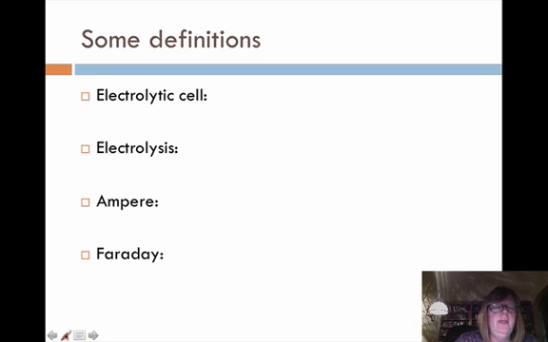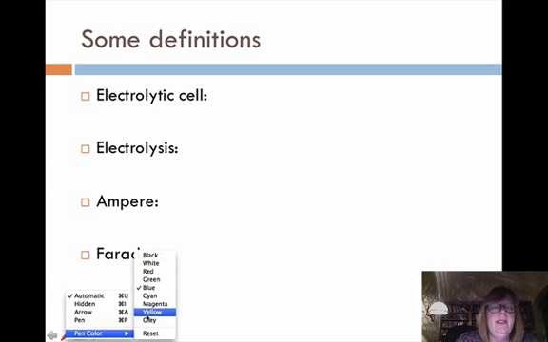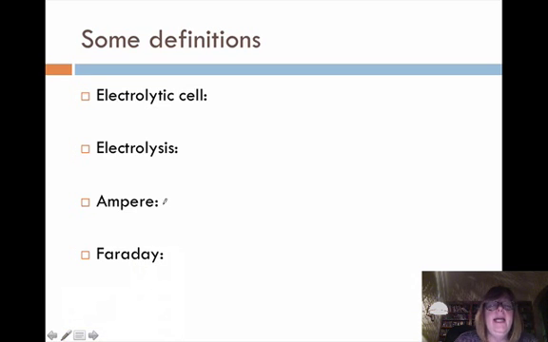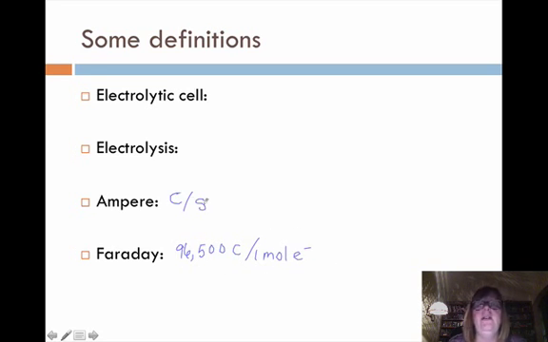Now here's what's important, an amp. This is going to be a unit for us, and this is really important. An amp is defined as a coulomb per second. So whenever you see amp, just write down coulomb per second, okay? Because it's basically a measure of how fast the current is flowing. And a Faraday, and we briefly talked about this, it is 96,500 coulombs per 1 mole of electrons. This constant is generally given to you, but you need to know the definition of an amp.